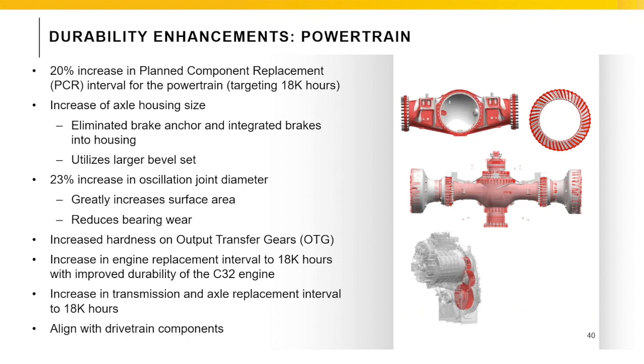What you're seeing on the right-hand side is what's new. So the axle housing size has increased. We've used a larger bevel set. There's been an increase in the oscillation joint diameter. Going down in the drop box, we have an increased hardness on the output transfer gears. And then to the engine, the increase in the engine replacement interval to the 18,000 hour mark is made possible by improved durability of the C32 engine that will be standard starting with the introduction of the new 992.